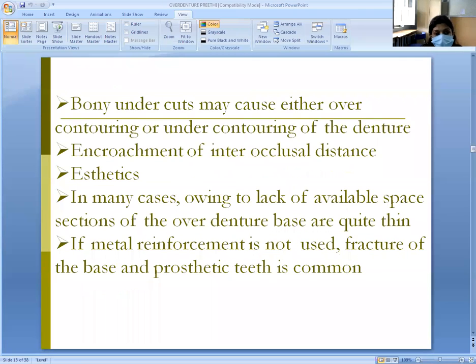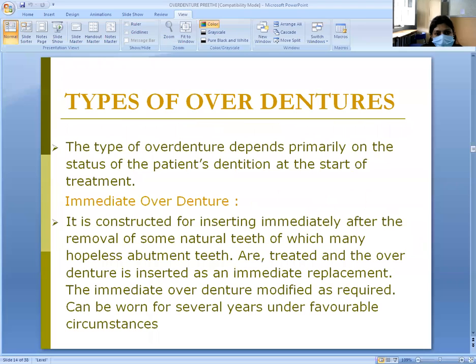This is the disadvantage. Then bony undercut may cause either over-contouring or under-contouring of the denture, encroachment of the intermolar distance, and poor aesthetics. In many cases, owing to the lack of available space, sections of the overdenture base are quite thin. So in these cases, there may be a chance of fracture of the denture. If metal reinforcement is not used, fracture of the base and prosthetic teeth is common.